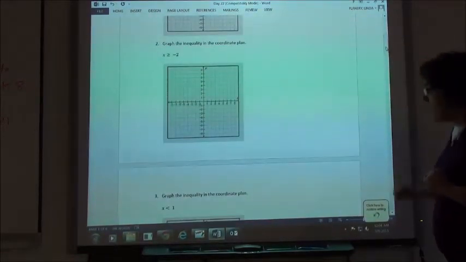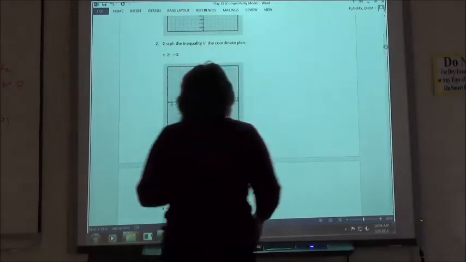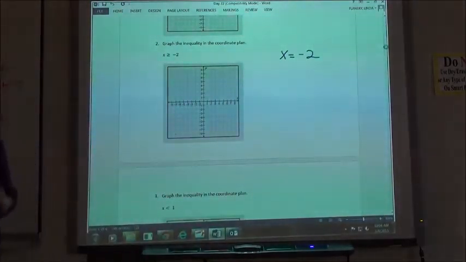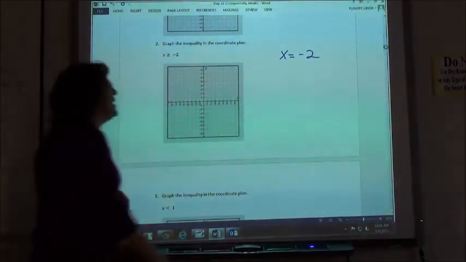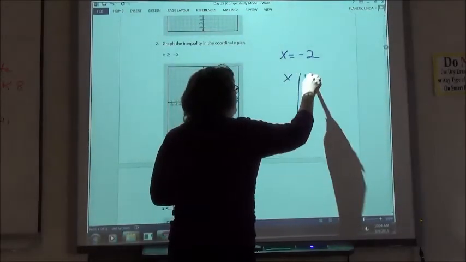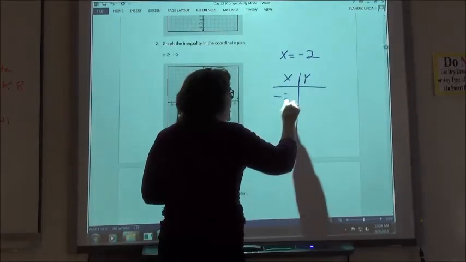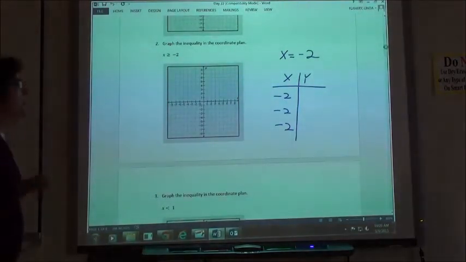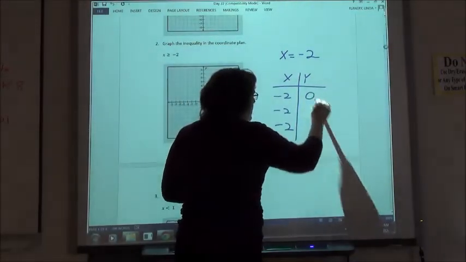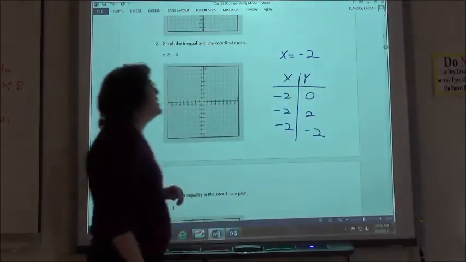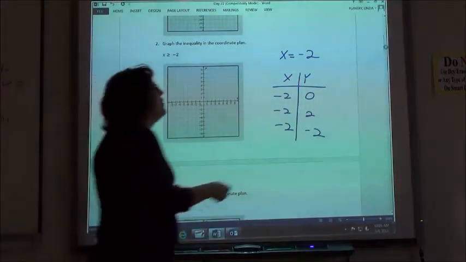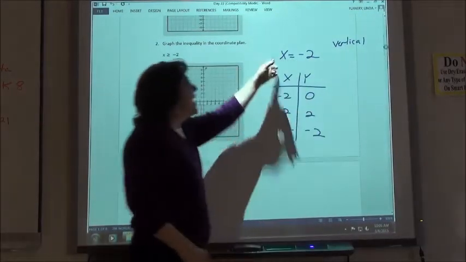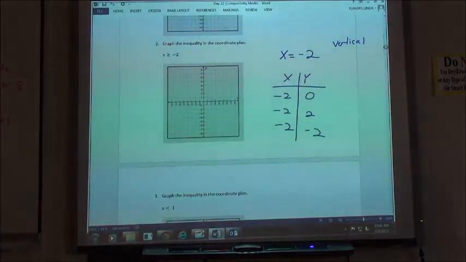So on number 2 here, we have x is greater than or equal to -2. We're going to start by graphing the line x equals -2. If x is equal to -2, if I made a table, all of my x values have to always be -2. My y values can be anything, 0, 2, and -2, or whatever ones you want to use. And hopefully I know that the line, when I'm done, should end up going vertical because it's an x equals a number instead of a y equals a number.